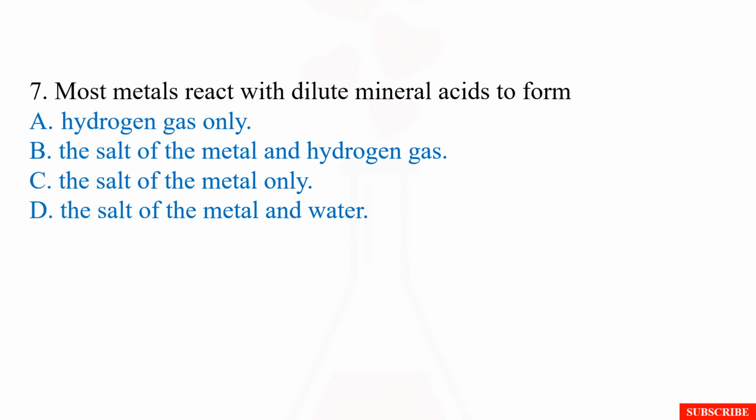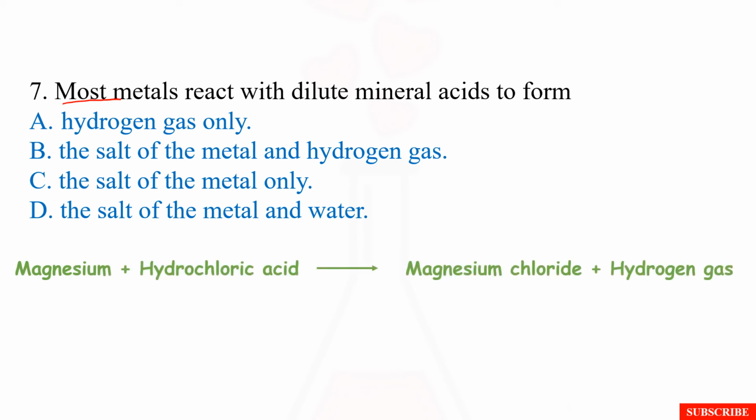Question 7. Most metals react with dilute mineral acids to form, the word is most, meaning metals below hydrogen may not displace the hydrogen from the mineral acids. So what do they form? From our previous question, we have seen that magnesium can react with hydrochloric acid to form a salt and hydrogen gas. This is the same reaction that we use to prepare hydrogen in the lab, but instead of using magnesium, we use zinc granules, and that means our salt becomes zinc chloride.